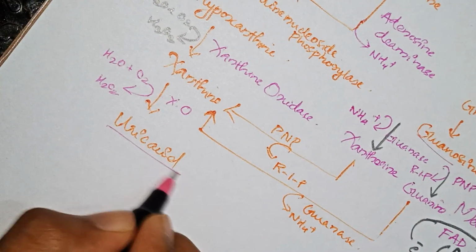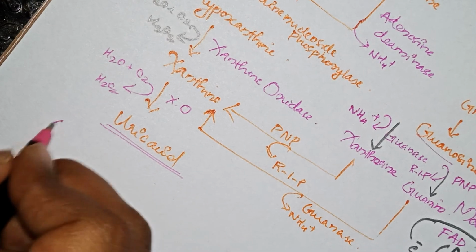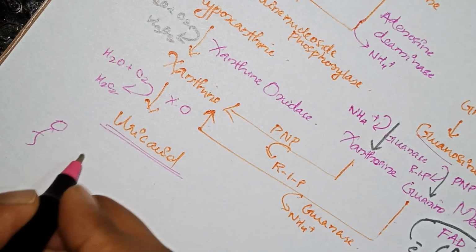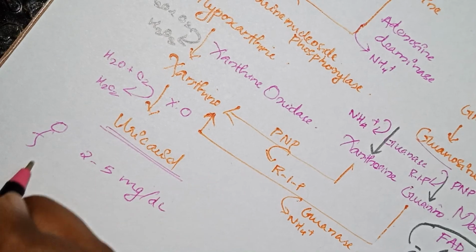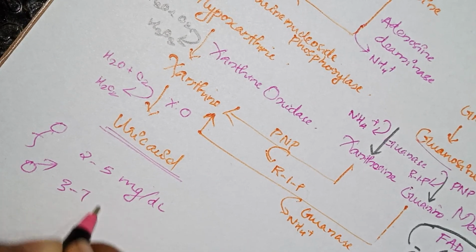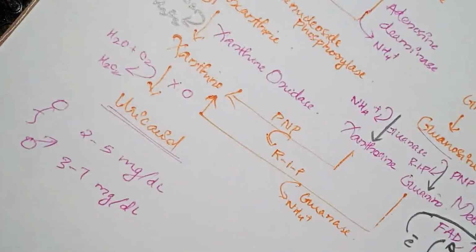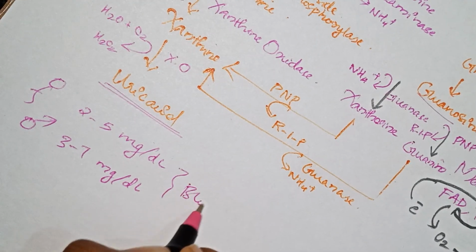Now just mention the normal level of uric acid in males and females. In females it is 2 to 5 milligram per deciliter. In males it is 3 to 7 milligram per deciliter. That's in the blood.